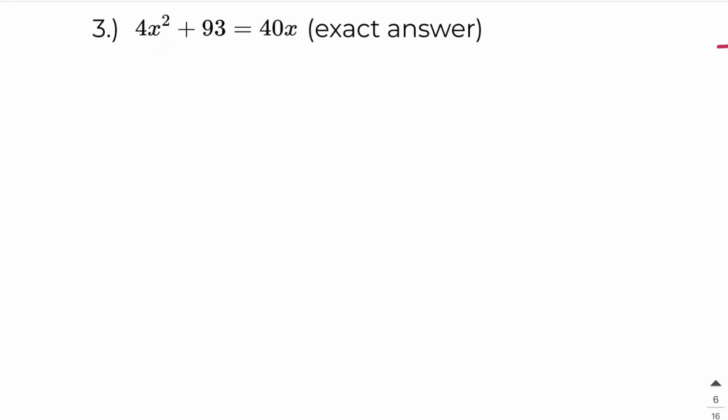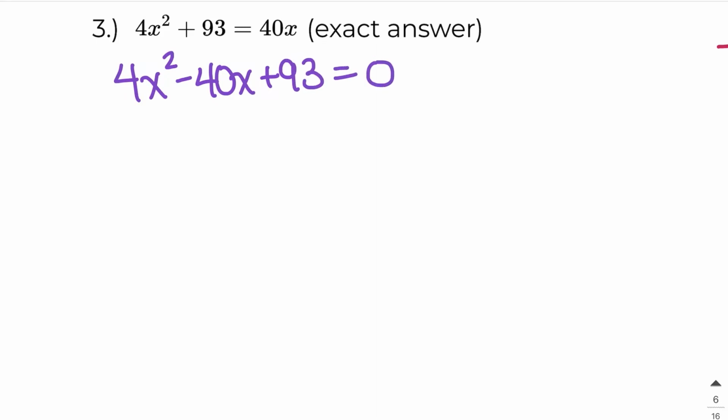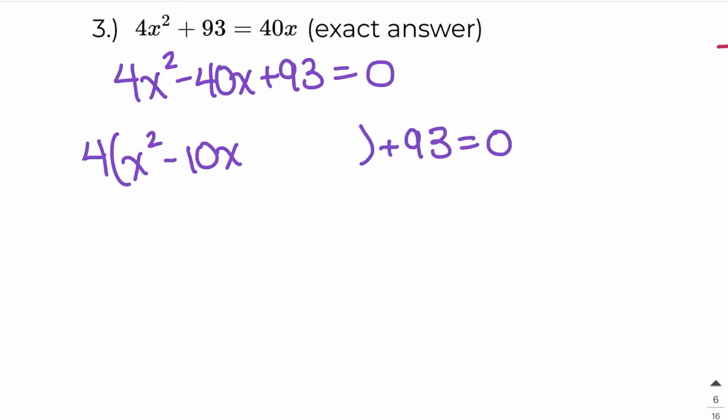It doesn't matter either way because I'm going to factor out that 4, but it might be easier to deal with just a positive a value here for right now. So I'm going to subtract the 40x, and then I'm going to have the plus 93 at the end. Okay, now I need to factor out this 4 right here because the a value, we need it to be 1 when we're trying to complete the square. So I'm going to say that this becomes x squared. Then I'm going to write down minus 10x, and then I'm going to leave some space to complete the square. And then I'm going to write plus 93 and then equals 0.